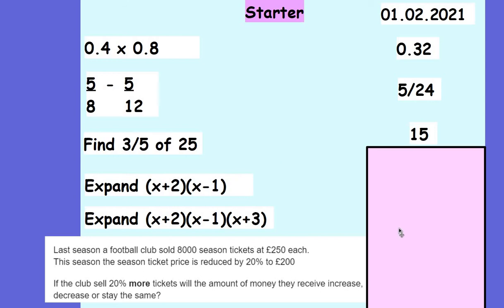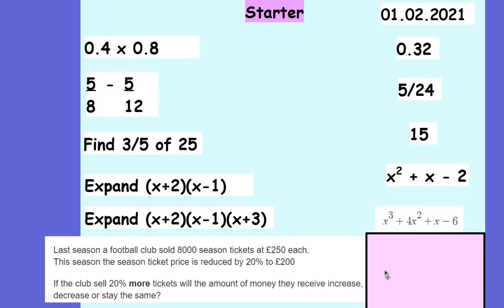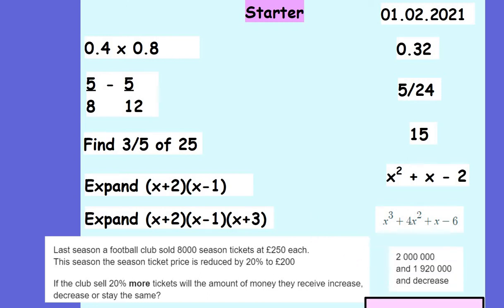Expanding this double bracket will give me x squared plus x subtract 2. Expanding this cubic bracket will give me x cubed plus 4x squared plus x take away 6. And if you had a go at my GCSE extension question, the answers I was looking for were 2 million and 1,920,000, and it's a decrease.